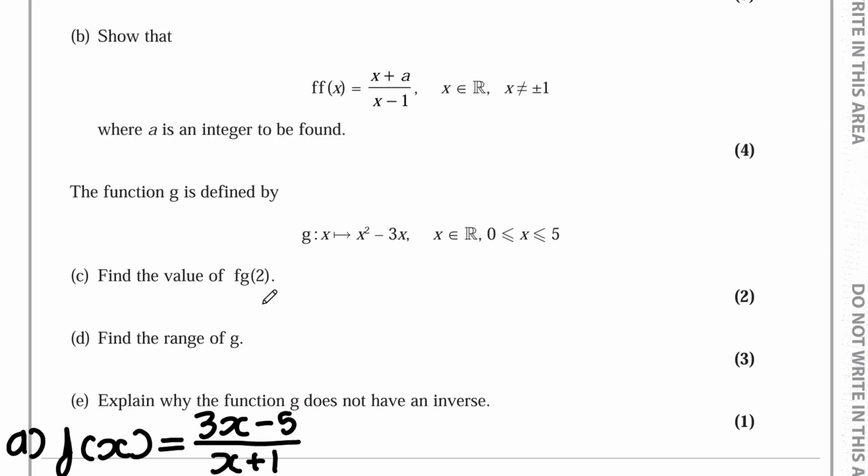Now, there are essentially 2 ways that you can do this question. The longer way to do it is you can find the composite function fg of x and then sub in x is equal to 2 in order to find fg of 2. That's the longer way to do it.